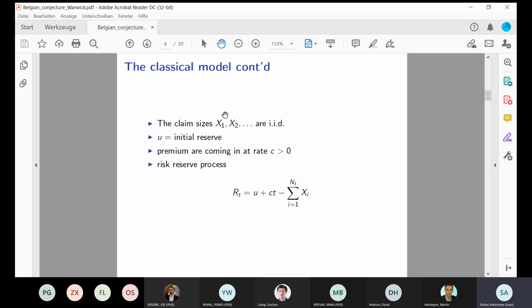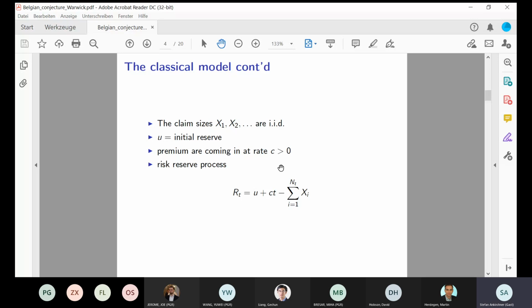The second ingredient is the model of the claim sizes. It is assumed that the claims are IID, and we denote them by x1, x2, x3. So x1 is the claim size of the first claim, x2 the claim size of the second claim, and so on. U is the initial reserve with which the insurance company is endowed. And finally, we assume that there are premium payments continuously coming in at a rate c. So the premium paid between time 0 and time little t amounts to c times t.